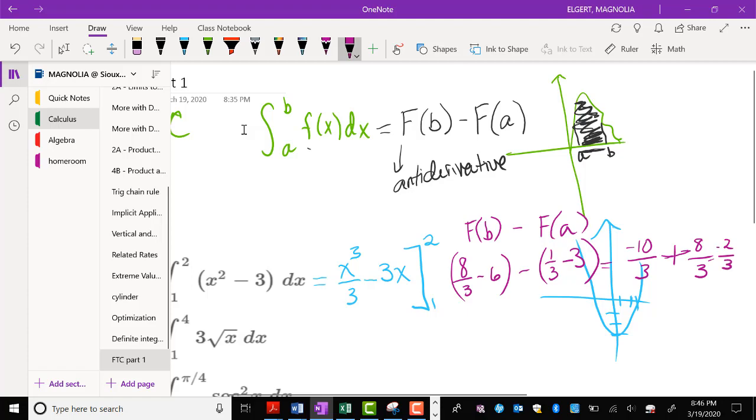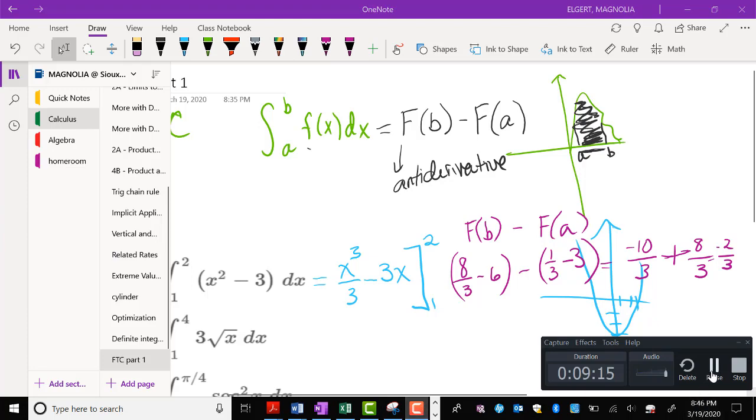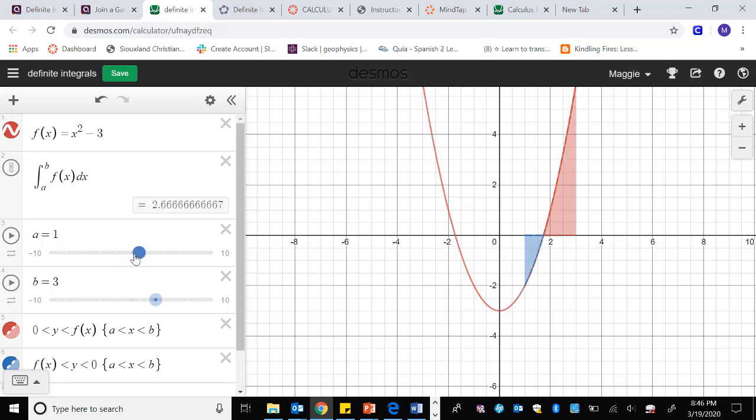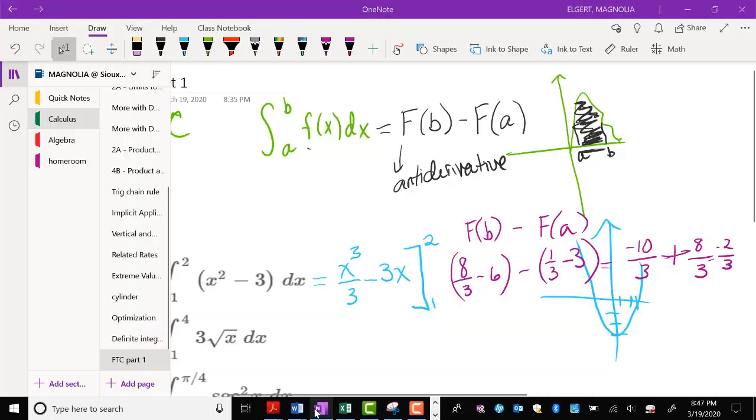So I'm going to bring back up the Desmos I used in a video a couple times ago. And we went from 1 to 2. And if you see right there, our area is -0.6 repeating, which is -2/3. Okay, so that is the fundamental theorem.